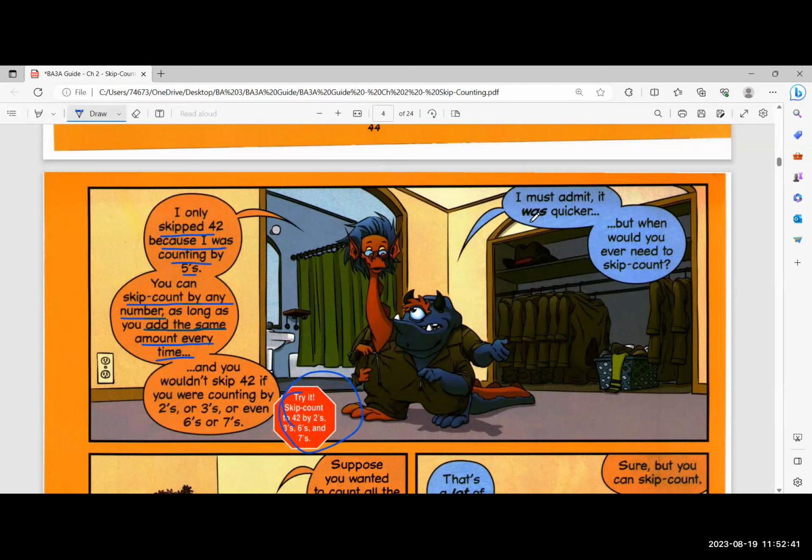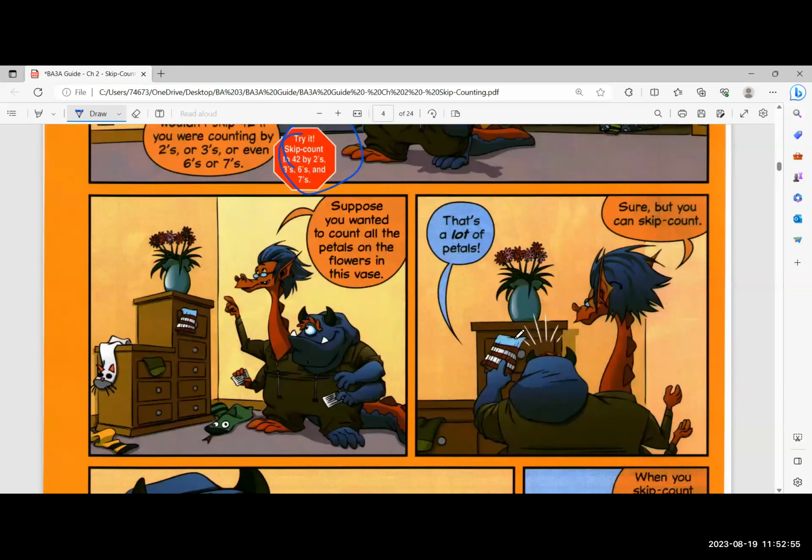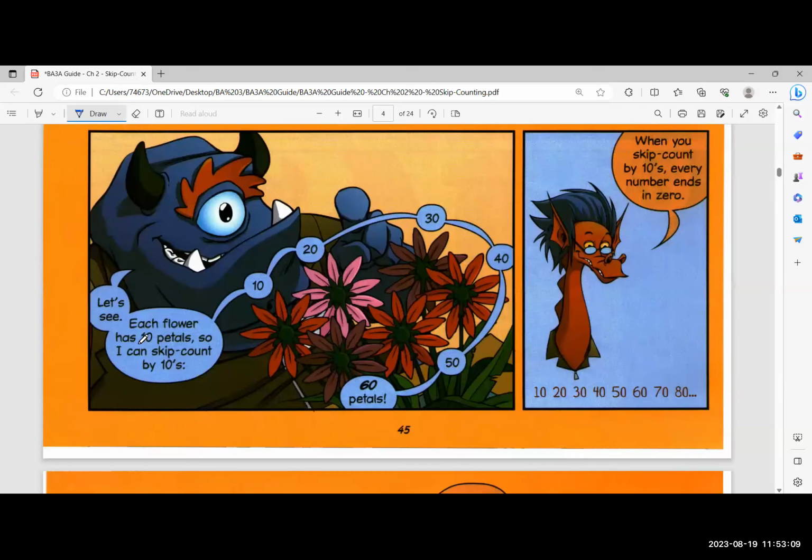I must admit, it was quicker. But when would you ever need to skip count? That's a very good question. Suppose you wanted to count all the petals on the flowers in the vase. That's a lot of petals, sure, but you can skip count. For example, each flower has 10 petals, so I can skip count by 10.